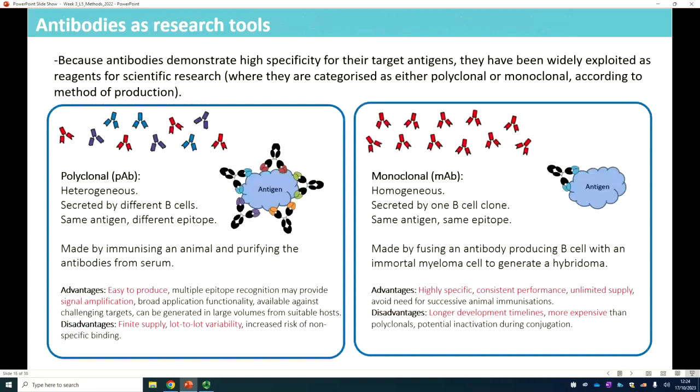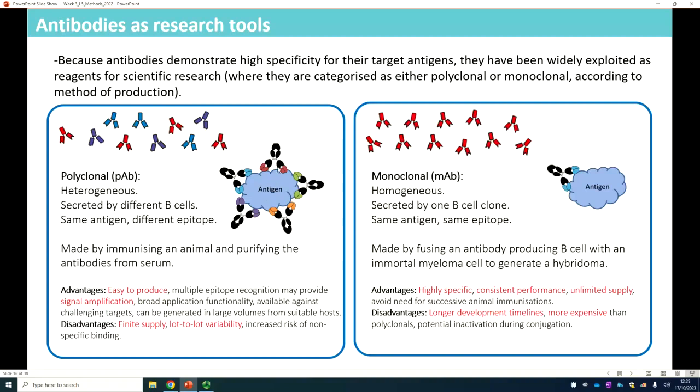So we continue to look at antibodies as research tools. Because antibodies demonstrate a high specificity for their target antigen, they're widely exploited as reagents for scientific research. And as we mentioned before, they're categorized as either polyclonal or monoclonal. And this really is dependent on the method of their production. On the left here, we've got polyclonal antibody. So you need to remember that these are heterogeneous. They're secreted by different B cells. So essentially, they recognize the same antigen, but they recognize different epitopes of that antigen.